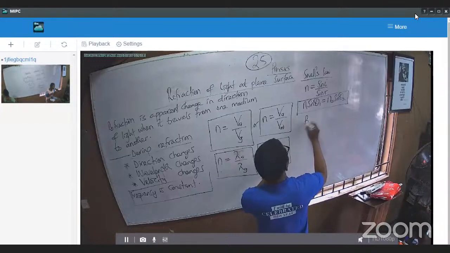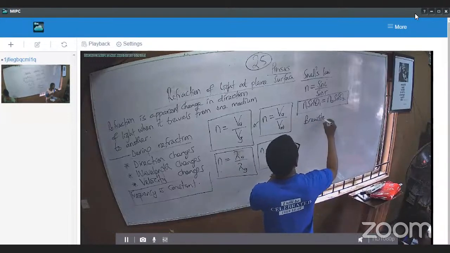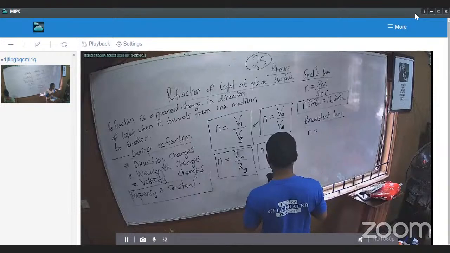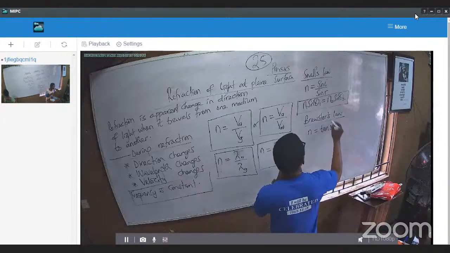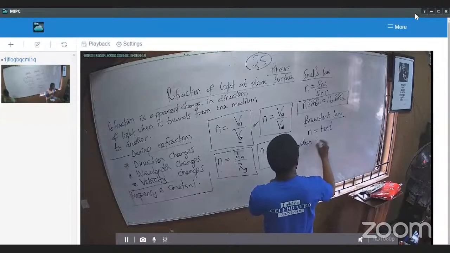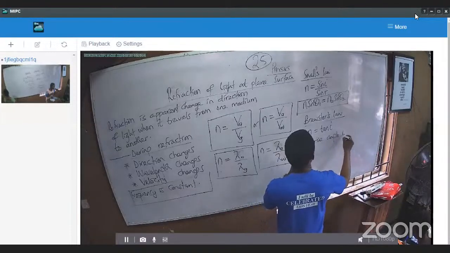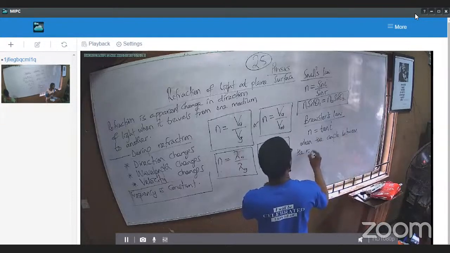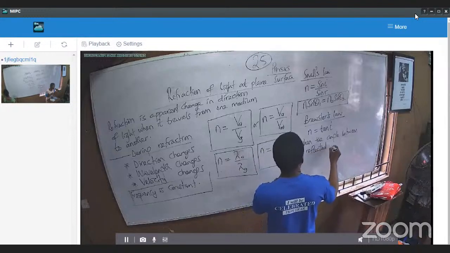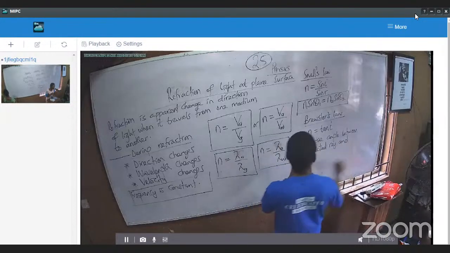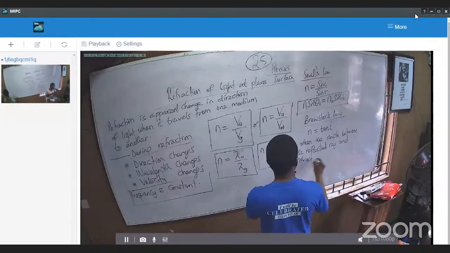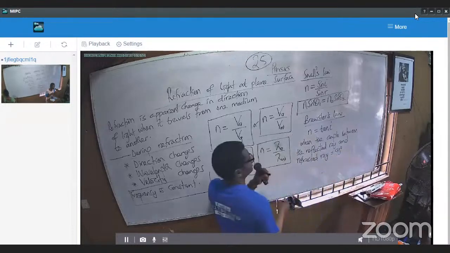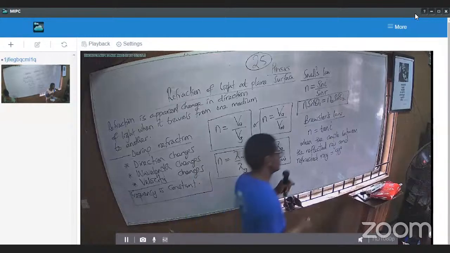There's a law we call Brewster's law. I don't know whether you have heard of that before. Brewster's law: N equals tan I, when the angle between the reflected ray and the refracted ray equals 90 degrees. So we have Brewster's law: N is tan I.